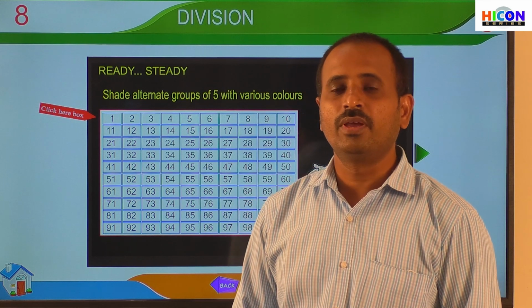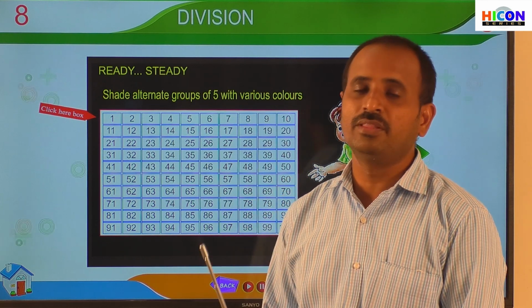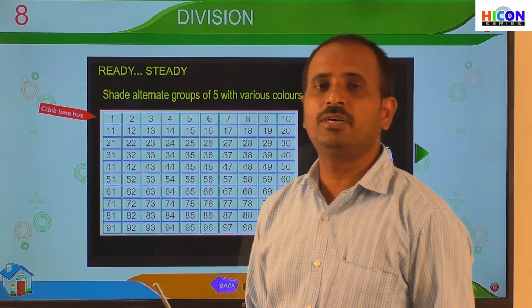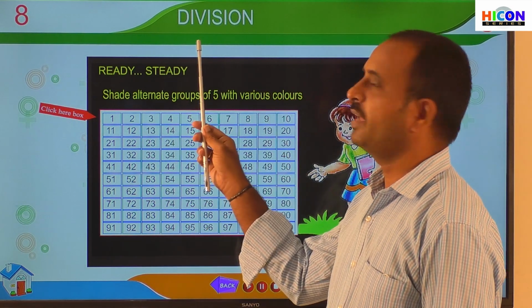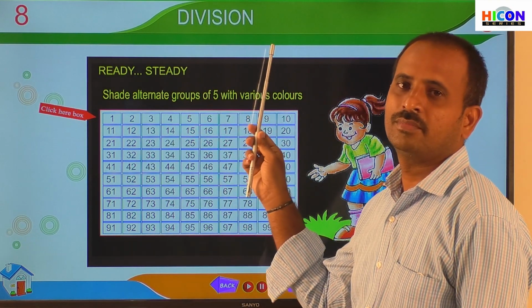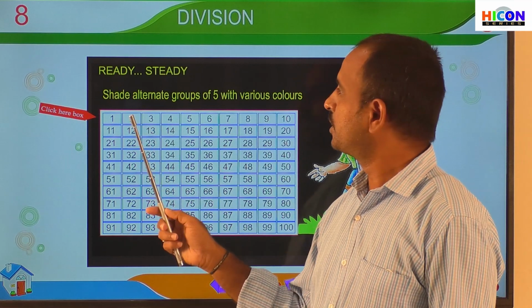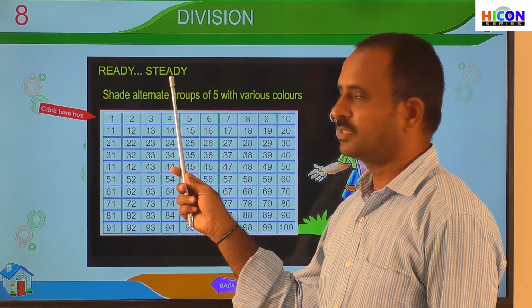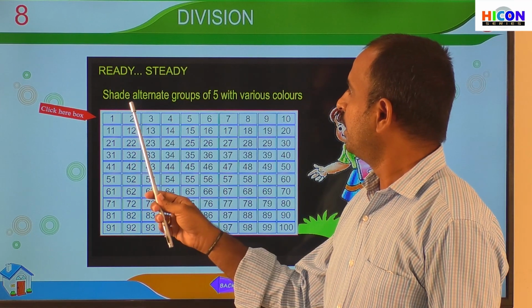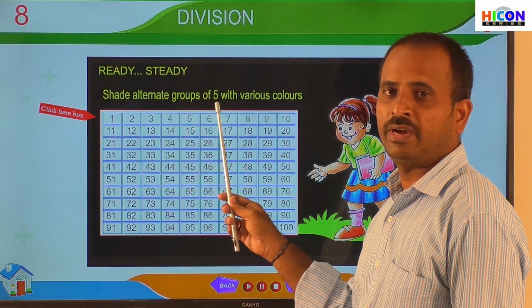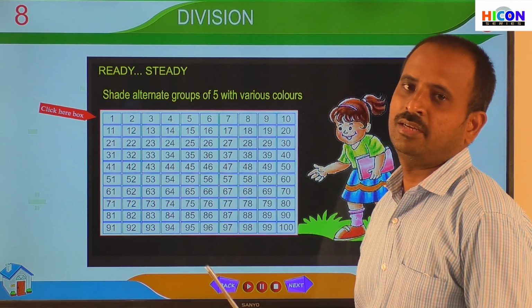So now we are going to discuss the next chapter in this episode. What is the next chapter? That is chapter 8, division. So children, look at the picture. Ready, steady. Shade alternate groups of 5 with various colors.